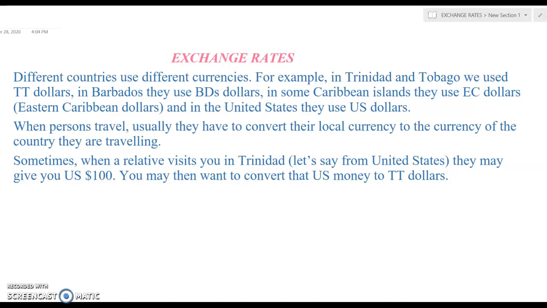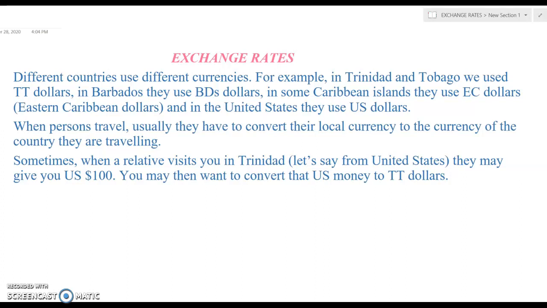So different countries use a different currency. We know that here in Trinidad and Tobago we use TT dollars. In Barbados they use Bajan dollars, or when we write it we put BD dollars. Some Caribbean islands use EC dollars, or Eastern Caribbean dollars, and the United States uses US dollars. Also, Canada has the Canadian dollar, right? So there are different currencies throughout the world.